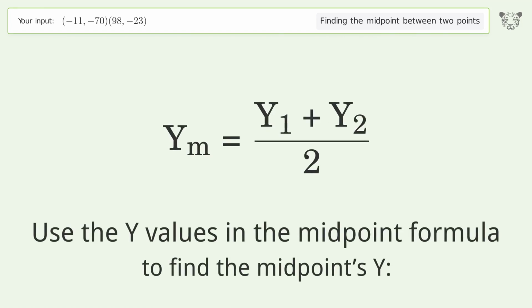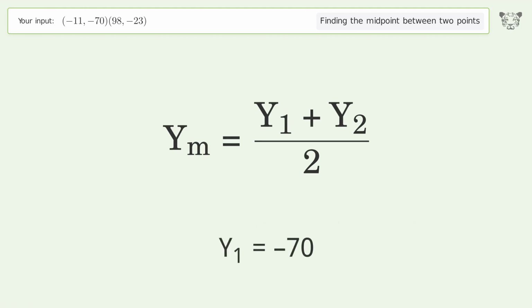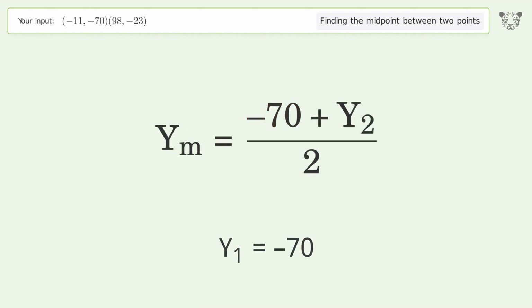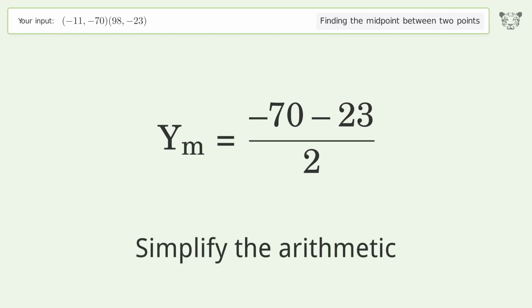Use the y values in the midpoint formula to find the midpoint's y. y1 equals negative 70. y2 equals negative 23. Simplify the arithmetic.